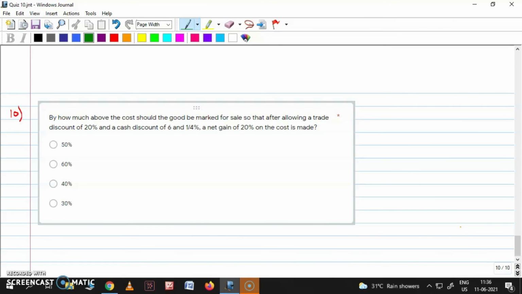10th question. By how much above the cost should the goods be marked for sale, so that after allowing a trade discount of 20% and a cash discount of 6 and 1 by 4 percentage, a net gain of 20% on the cost is made? Let's see this part. Take our cost price as 100, for example. Then what will be the selling price? It is having 20% net gain, so it should be 120 rupees.